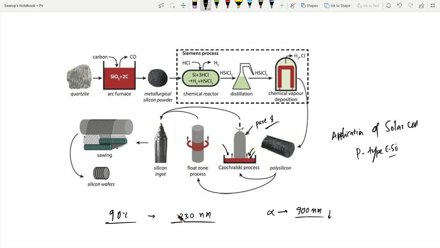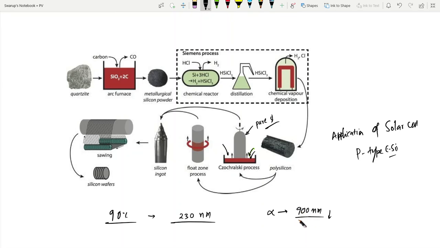And not only that, if you go for very thick wafers, there will be a problem with the high energetic photons, which we have seen earlier, right? You have to see the generation rate and collection rate. This multiplication we have to optimize, right? So we target up to a wavelength of 900 nanometers.